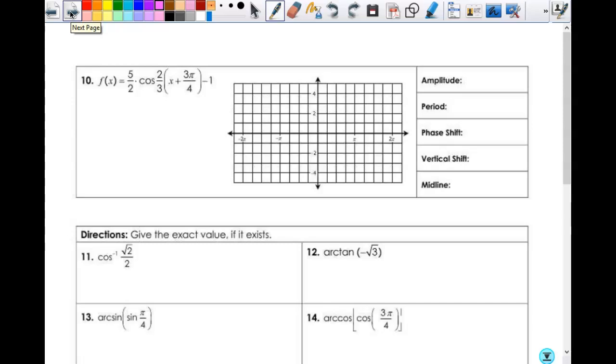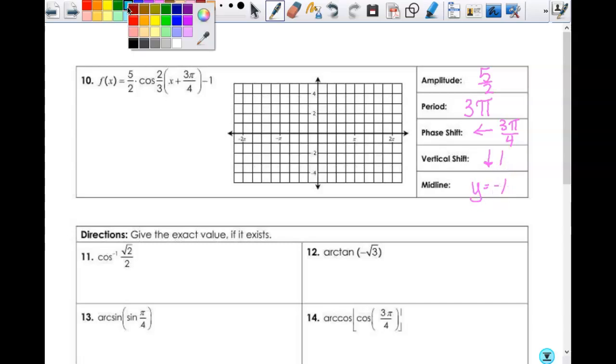Number 10, the amplitude is again, oh, it's not undefined. It is 5/2 here. The period is 2 pi divided by 3/2, which is 3 pi. Phase shift, I'm going to move to the left, 3 pi/4. And my vertical shift is down 1, so y equals -1. So here is my midline.